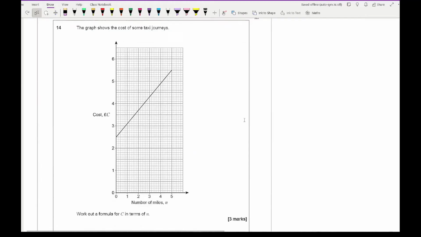Moving on to question 14, it says the graph shows the cost of some taxi journeys, and we need to work out the formula for C in terms of n. Basically what this question is asking for is the equation of the line. So to do this, what I need to do is first of all work out what the gradient is going to be. So I need to pick two distinct coordinate points. I'm going to go for those two, and then work out the gradient and the height of that.